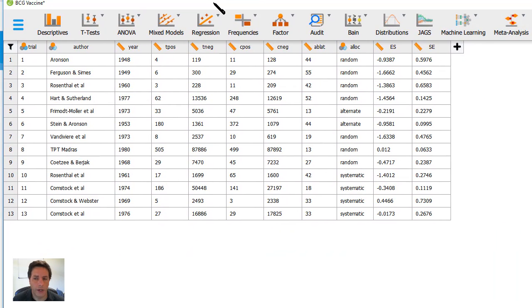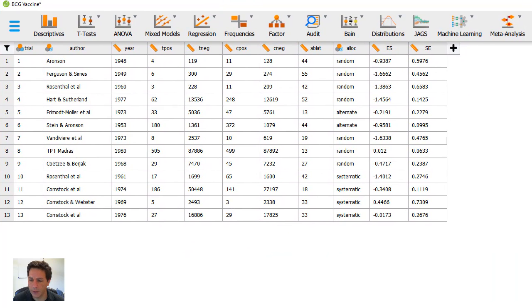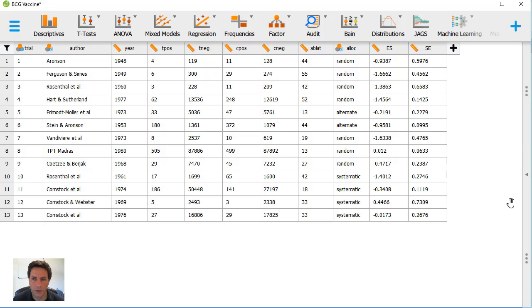Okay, so this is JASP, and this is the data that we are going to use. This is the data that is available in the library of JASP, so you can have access to this data in JASP itself. As you can see, instead of having participants in the data, we've got articles. So here in this column, we've got the authors' names, and here the year of the publication.